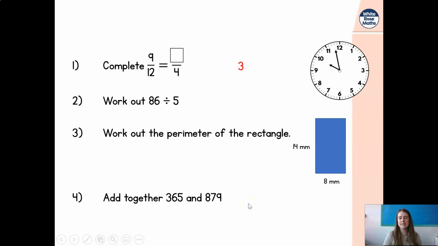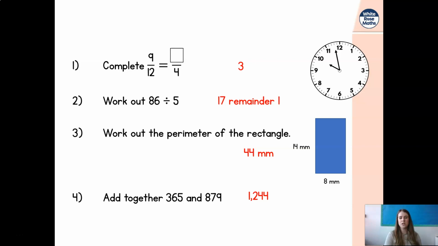Now work out 86 divided by 5. Now we know it's going to have a remainder, okay, because it doesn't end in a 5 or a 0. Okay, so it's 17, remainder 1. Work out the perimeter of the rectangle. Okay, well both sides are going to be 14 here and both sides are going to be 8. So if you multiply them twice and add them, it's going to give you 44 millimetres. Simple one here, add these numbers together is 1,244.